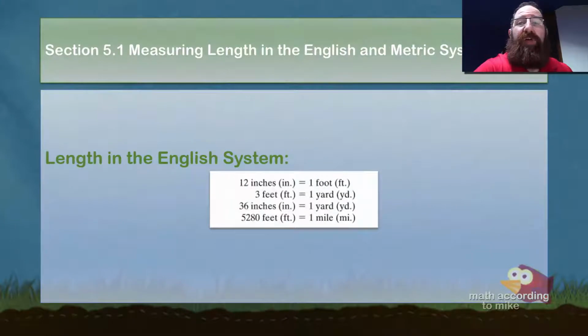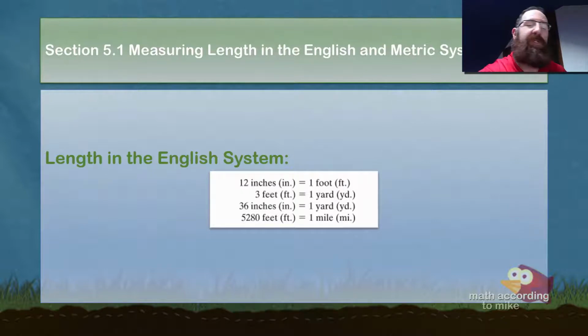Okay, so let's start off with length in the English system. So you should know pretty much all these. 12 inches in a foot, 3 feet in a yard, 36 inches in a yard, 5,280 feet in a mile. Please notice the abbreviations. The big one is mile, M-I. Don't write just M, because M means something else.